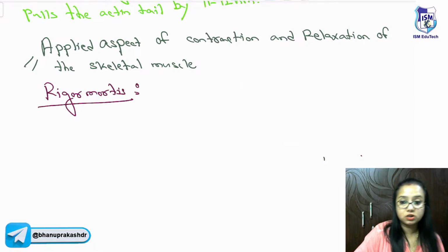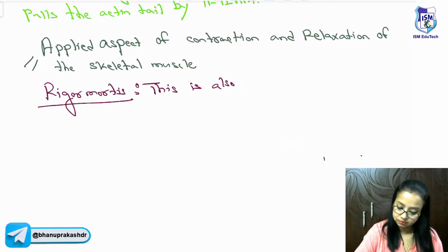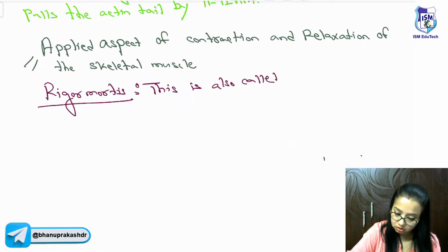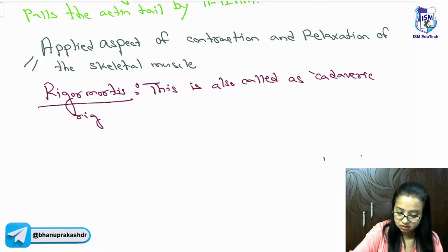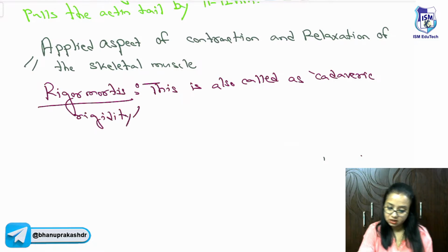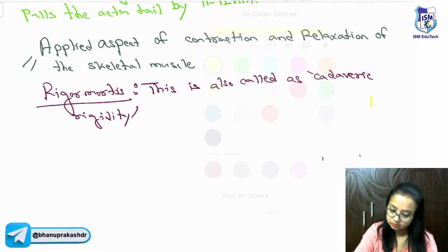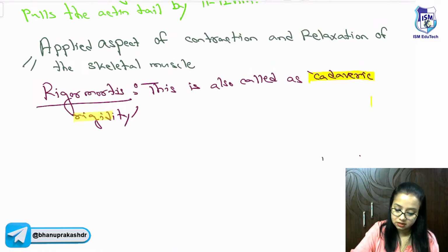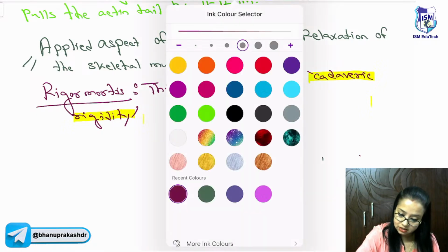Now, what is rigor mortis? It is also called cadaveric rigidity. Now, what is this cadaveric rigidity or rigor mortis, and why does it happen and how does it happen?